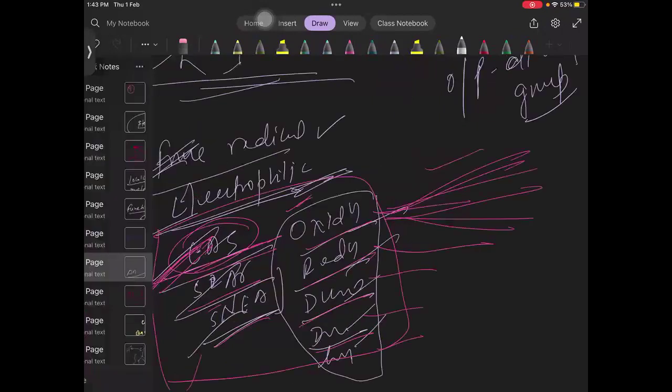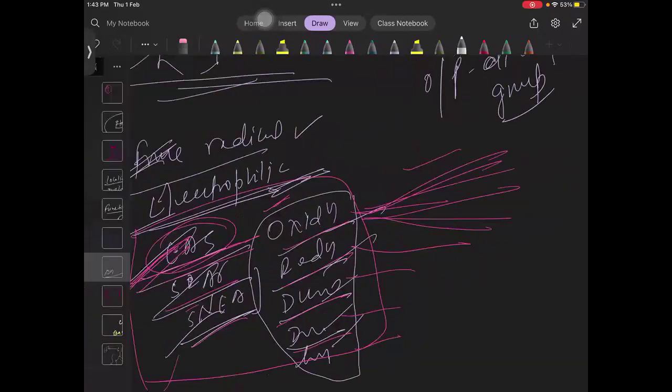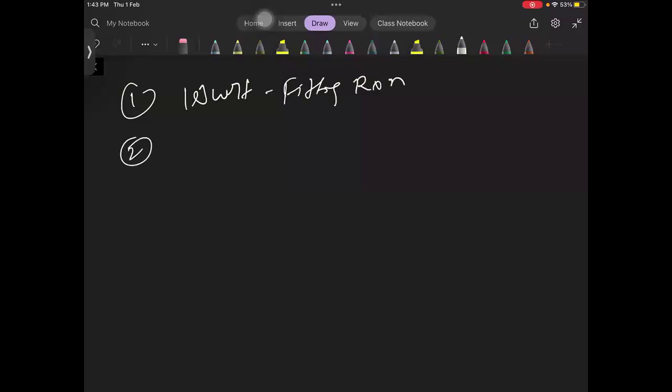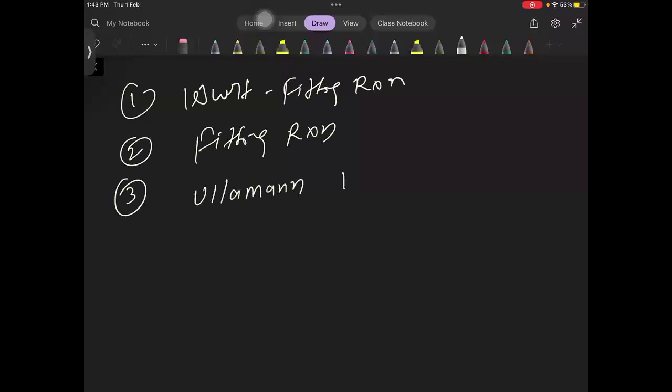We are going to describe this whole logic. See here. First is the Wurtz-Fittig reaction. Second, we have the Fittig reaction. Third is the Ullmann reaction, and fourth is the Fittig-Frankland reaction.